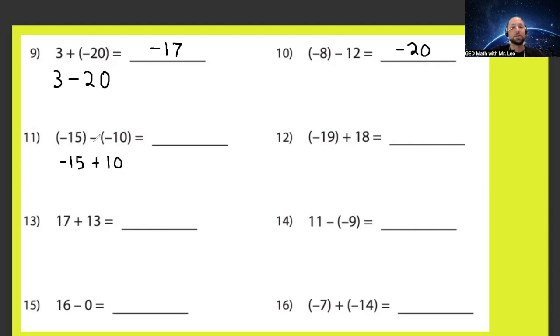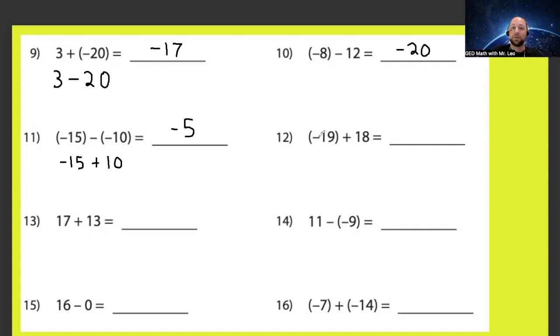Now take a look here. Are the signs the same or different? Well, they're different. We've got a negative and a positive. When the signs are different, we're going to subtract to find the difference. 15 take away 10 is 5. And of course, we're going to keep the sign of the larger number. Final answer, negative 5.